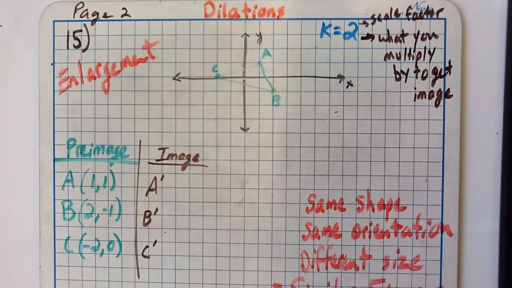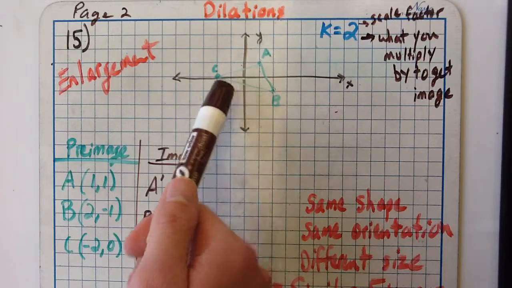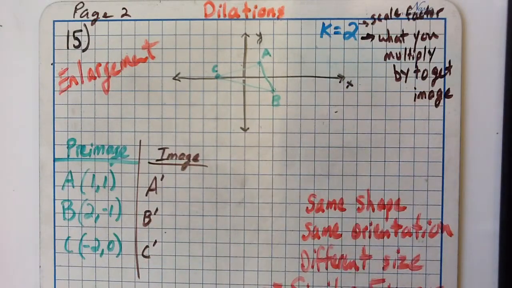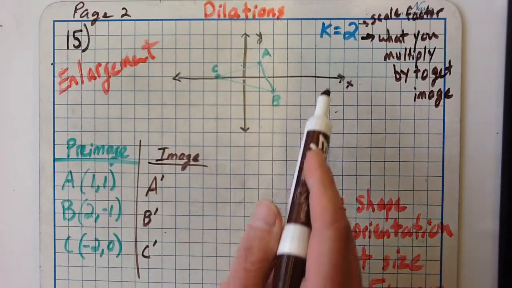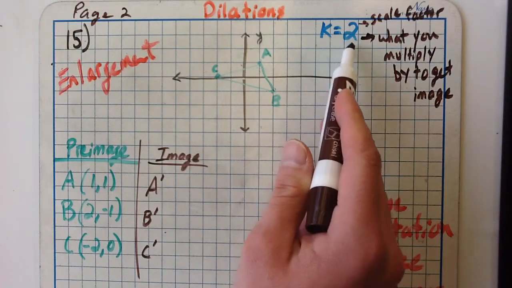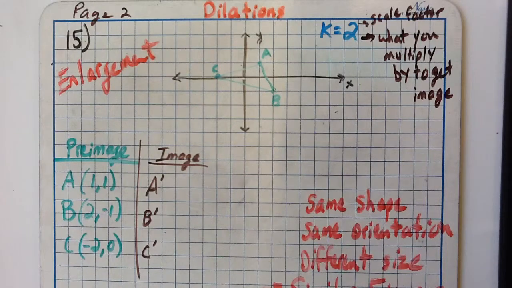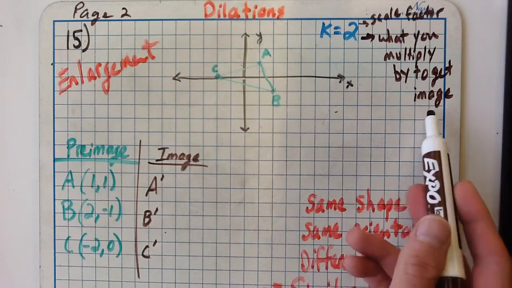Okay, in this video we'll do two examples of dilations. We're going to dilate triangle ABC given a scale factor of 2. The variable that we use for a scale factor is k, and so in this example k is equal to 2. So this scale factor is what we're going to multiply the pre-image by to get our image.